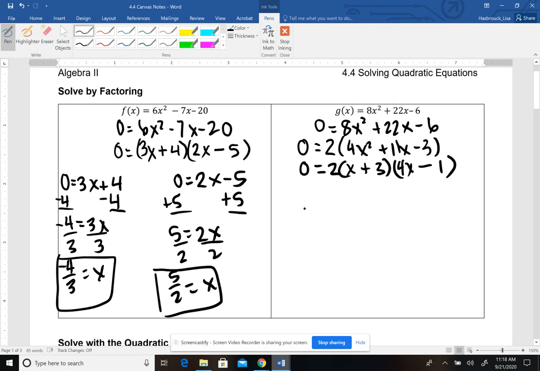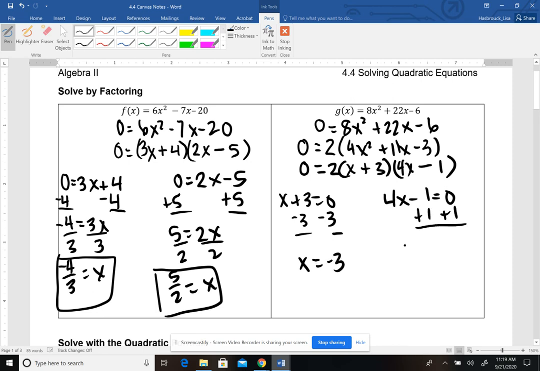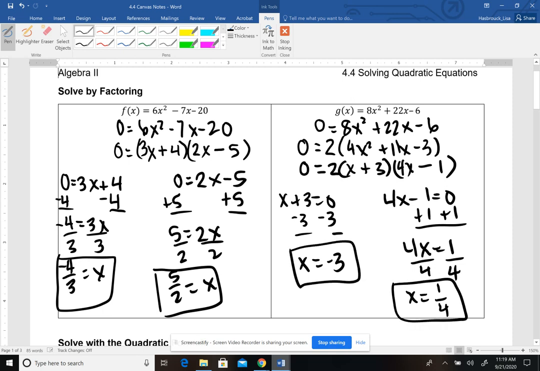Now that I have it factored, I do split it up using the zero product property. Now notice if we used zero product property and said 2 equals 0, that's not a true statement. We can ignore that too. We're going to say that x plus 3 equals 0 and 4x minus 1 equals 0, and then solve. I'm going to subtract 3. So I get x equal to negative 3. For the next one, I add 1. 4x equals 1, divided by 4. So I get x equals 1/4. So our answers are 1/4 and negative 3. And that's it for that problem.